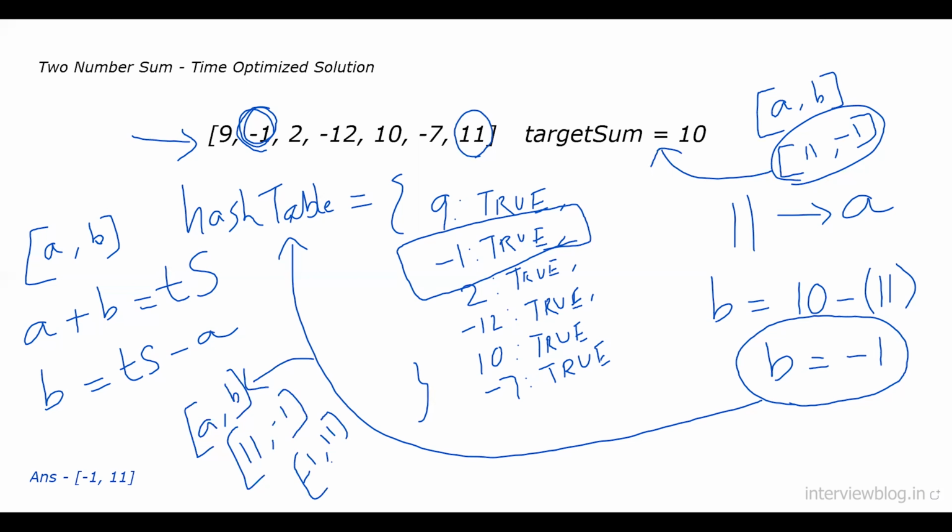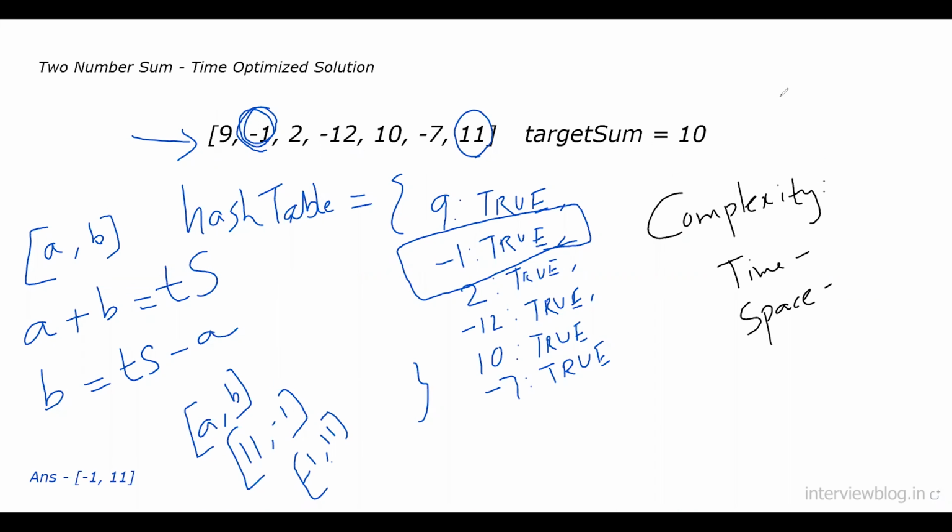So hope you understood the time optimized solution. Let us now analyze the complexity of our solution. So the time complexity of this solution tends to be big O of n, where n is the number of elements present in the given input array. So our time complexity is linear because we are just traversing the given input array once to find the solution.